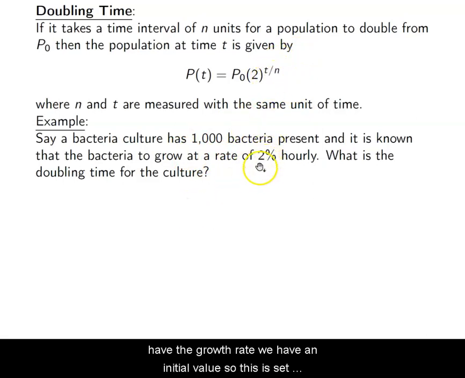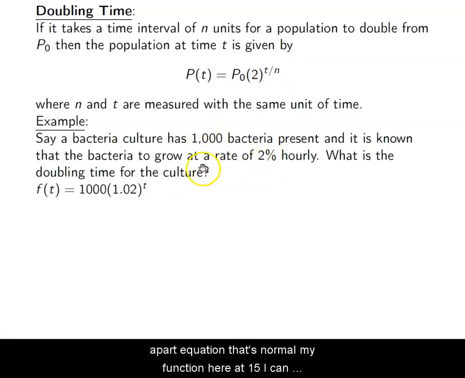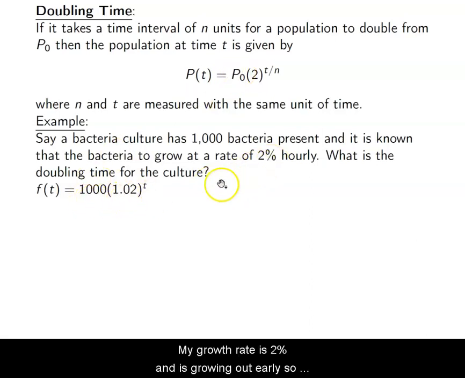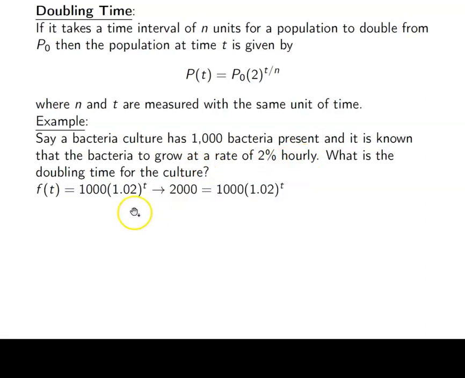So we have the growth rate, we have an initial value. So let's just set up our equation as normal. My function here, f of t, I can call it p of t, I can call it f of t, g of t, h of t, it doesn't matter. So here we'll just call it f. My initial value is 1,000. My growth rate is 2%, and it's growing hourly, so t represents the number of hours. Okay, we don't have to worry about compounding rate and things like that because my input is just every hour.